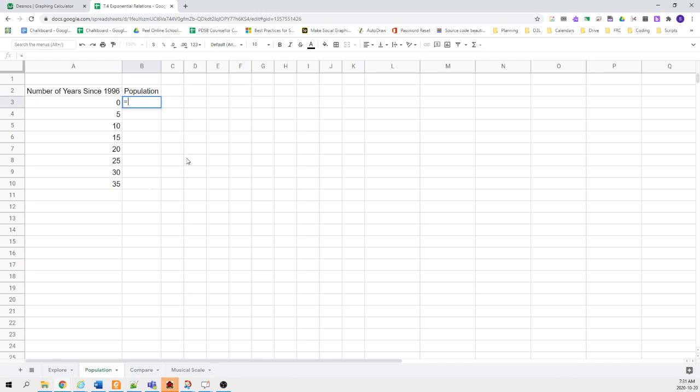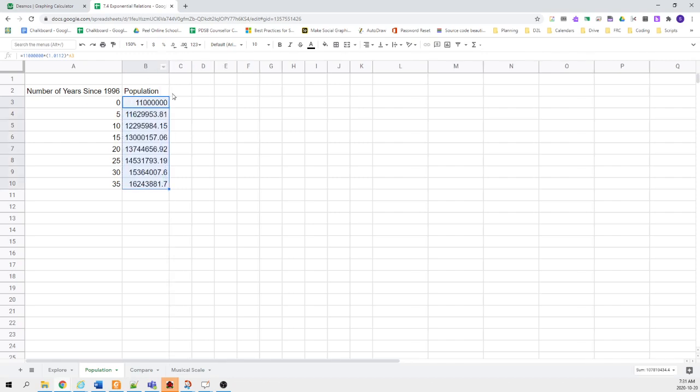So according to the formula, it is 11 million times to the power of n. So n in this case is going to be A3, which is 0 on this line. Because it's to the power of 0, it's like multiplying by 1. But if we change the exponent, we get these values.